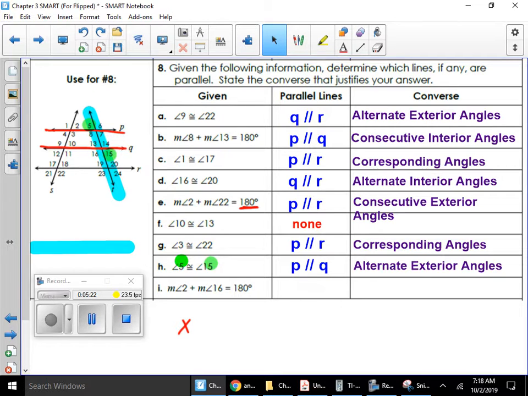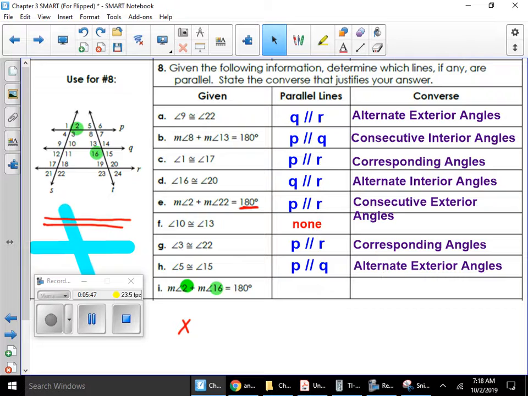Very last example here, 2 and 16. So there's angle 2, there's angle 16. This is going to be another case where even if we know those are supplementary, which they are, that's what they told us there, there's no relationship between them. They don't share any lines, so there is no transversal. Without a transversal, we can't use any of our new converses.